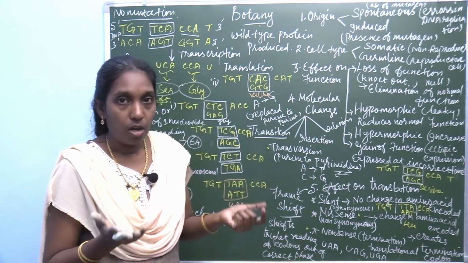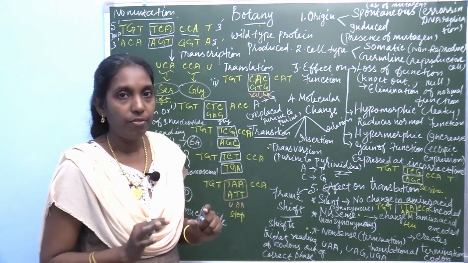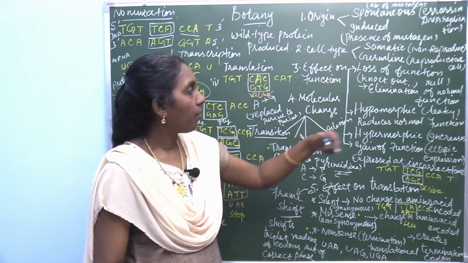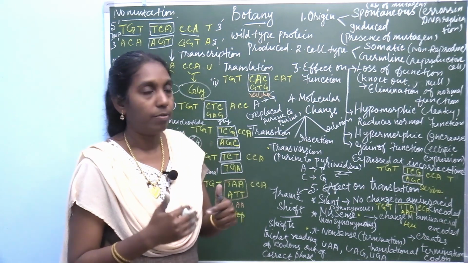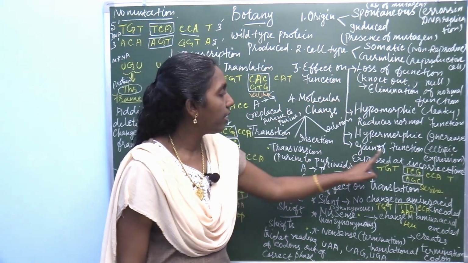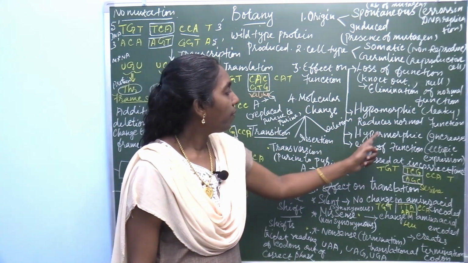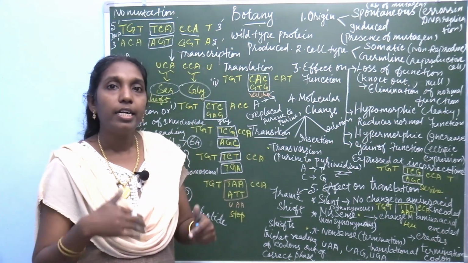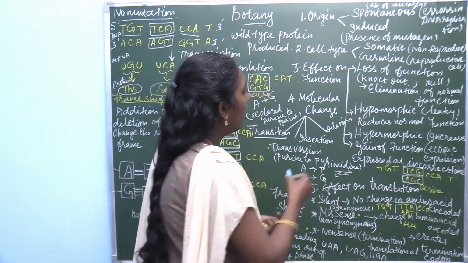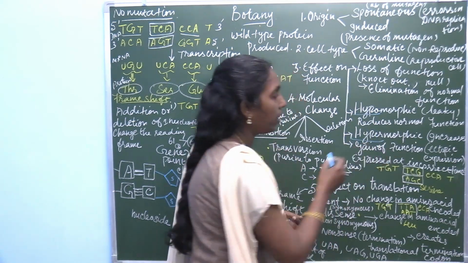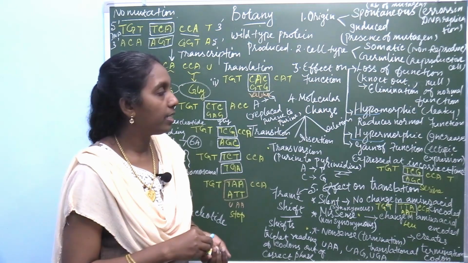Either the function is lost due to mutation, as there is a specific function for each and every gene, or the function is gained. So, loss of function and gain of function, and sometimes hypomorphic and hypermorphic. It reduces or increases. You know the meaning of hypo and hyper: hypo lowers, hyper increases.